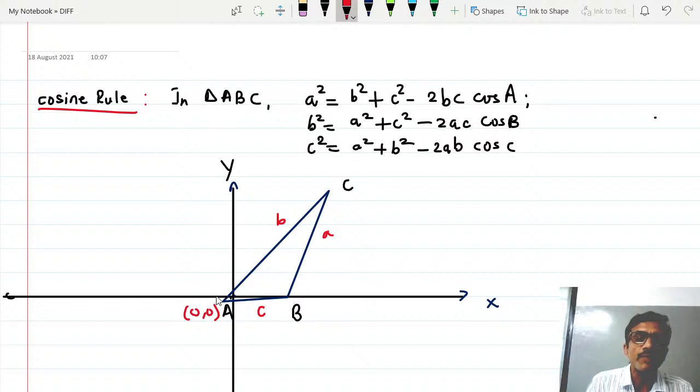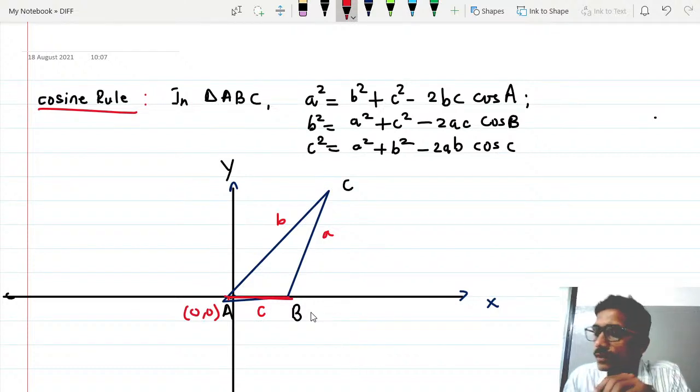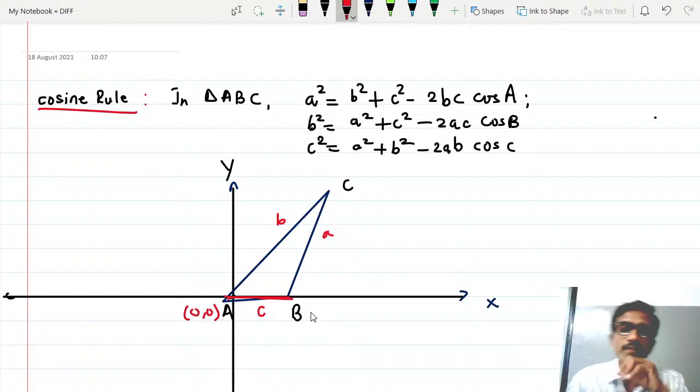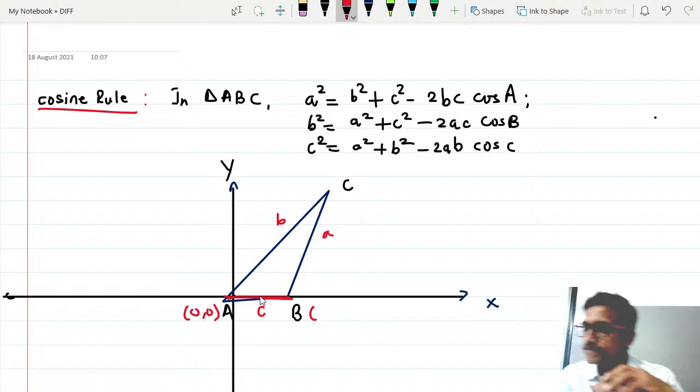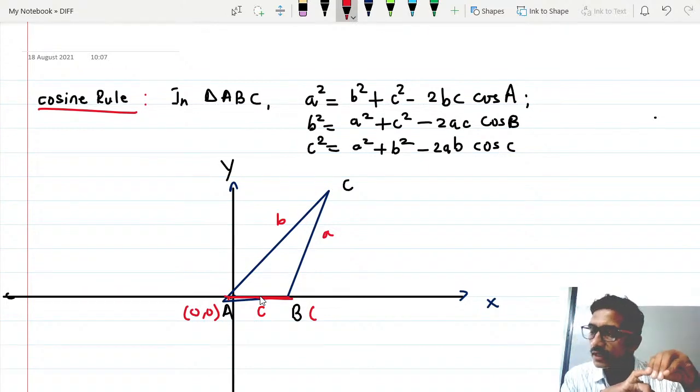Now see this AB distance, pay attention here. AB distance is equal to c, and this point B is on the x-axis. Can anybody tell the coordinates of B? What will be the coordinates of B? This distance is c, and B is on the x-axis. I am waiting for your answer. Hurry up, reply.